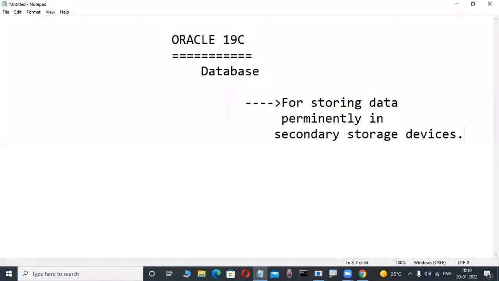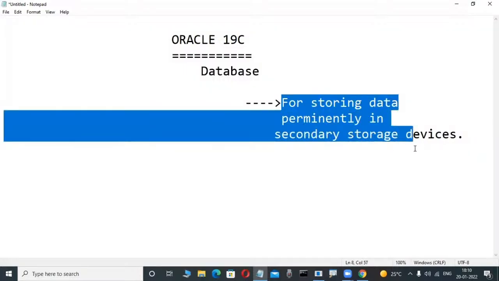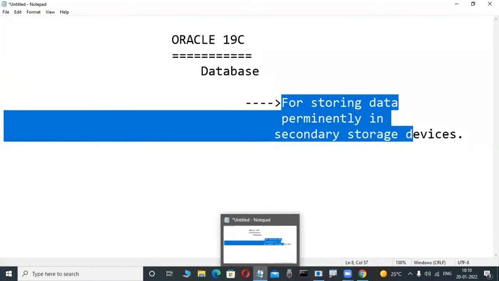We are using it. That's why Oracle is a product from Oracle Corporation, with some version number. This is a database product, one of the popular databases. But what is the purpose? For storing data permanently in secondary storage devices. Now slowly observe here. Actually, so many database applications are there worldwide. 90% of software applications depend on a database. Without a database, it is impossible to store data.